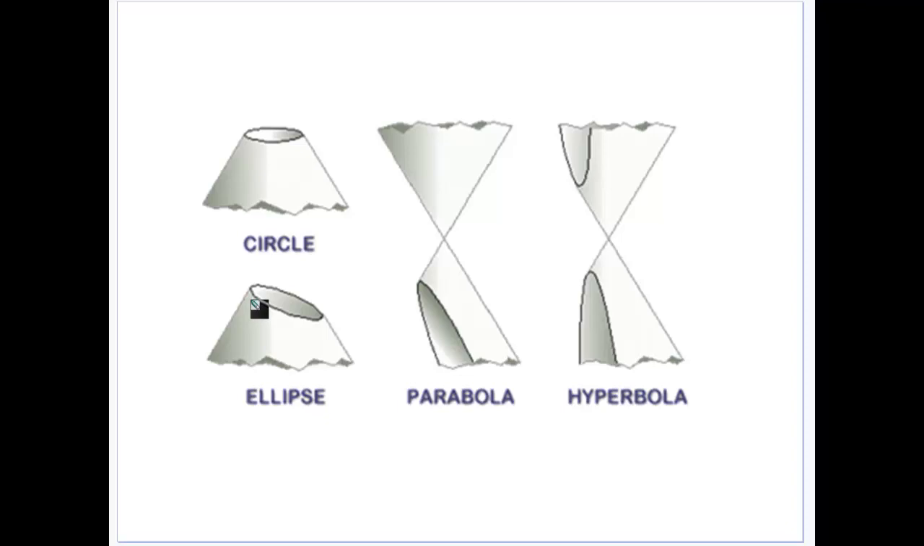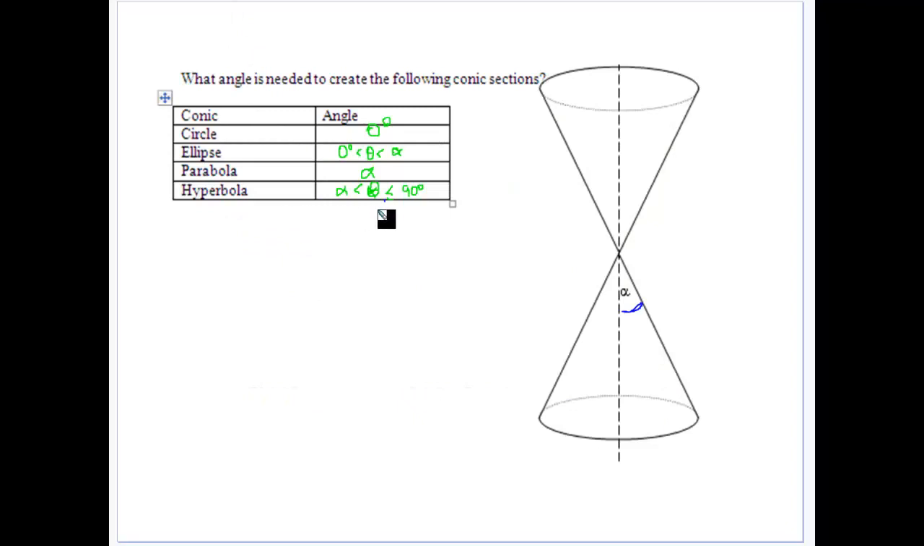If we cut it at the slant angle, so parallel to the sides of the cone, we're going to get a parabola. So you can see that parabola there. And anything that's greater than the slant angle, but less than 90 degrees, or even equal to 90 degrees, we're going to get a hyperbola happening there. So you can see, from the two cones, we get that hyperbola happening there. So that's where we get it, and there's our angles that we need to do.